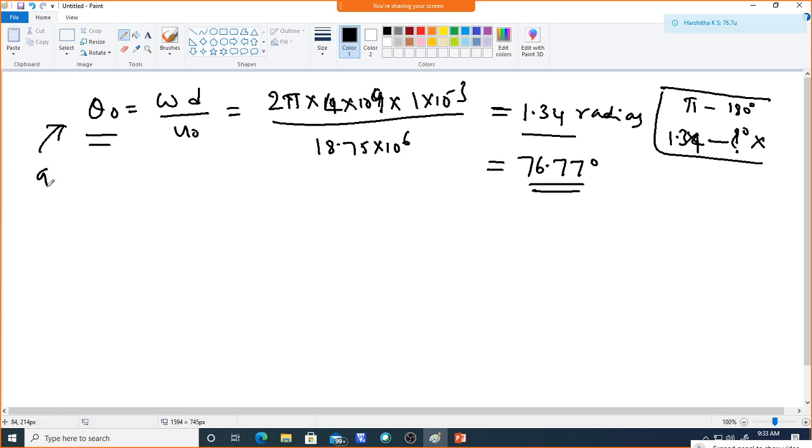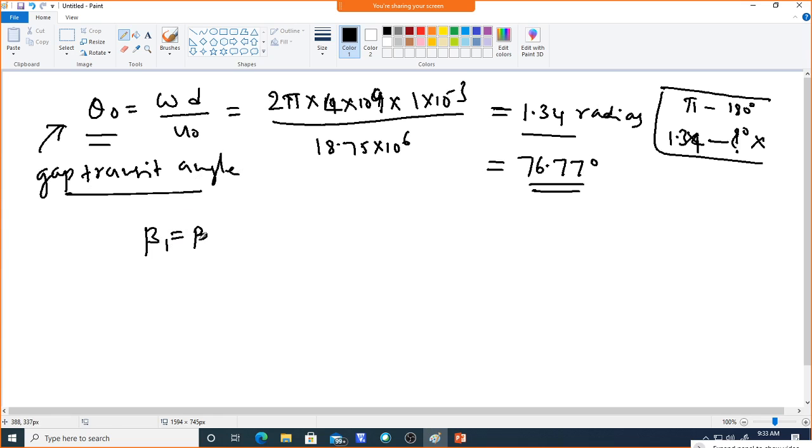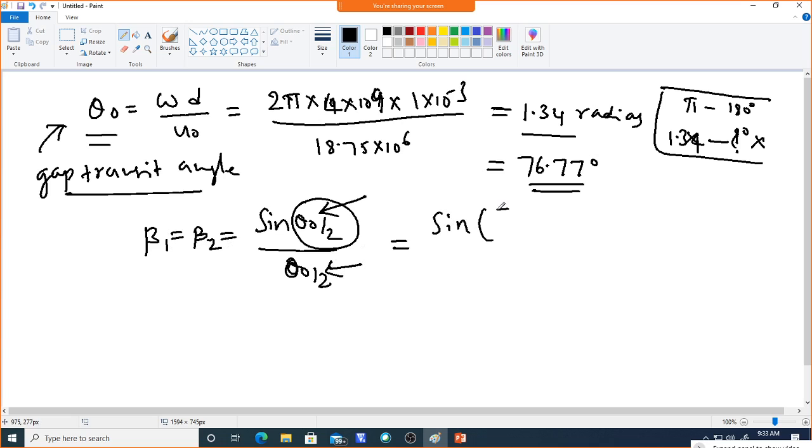So this is the gap transit angle which was asked to calculate. Okay, so now we need to calculate the beam coupling coefficient for both the cavities, that is beta 1 equal to beta 2, which is equal to sin of theta naught by 2 divided by theta naught by 2. This is the sin x by x formula. So in order to calculate this, you take the numerator in terms of angle, and the denominator in terms of radians. This is nothing but sine of 76.77 by 2, divided by 1.34 divided by 2.